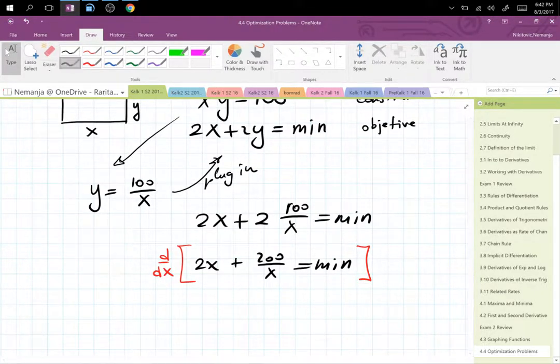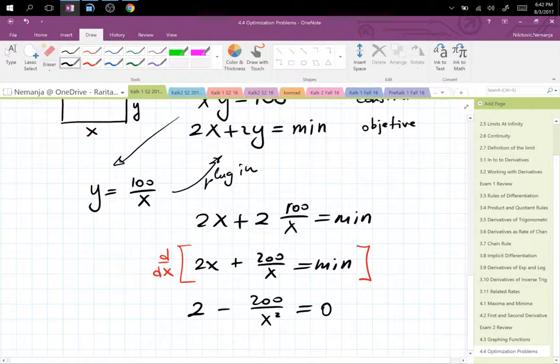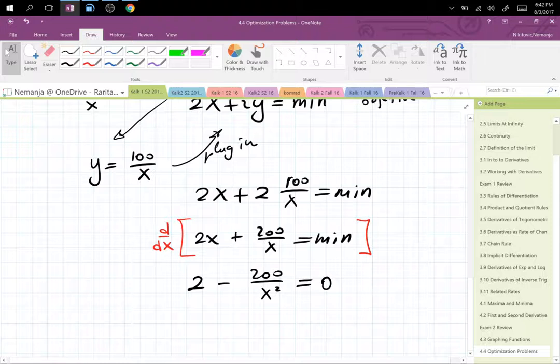What's the derivative of 2x? 2. Plus, what's the derivative here? Negative 200 divided by x squared. Very good. Negative 200 divided by x squared equal to? 0. Because the derivative of a minimum, which is a constant, is 0. That minimum is the perimeter, which is maybe 17, maybe 207, I don't know.